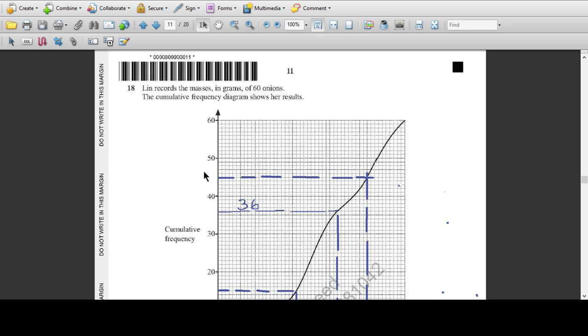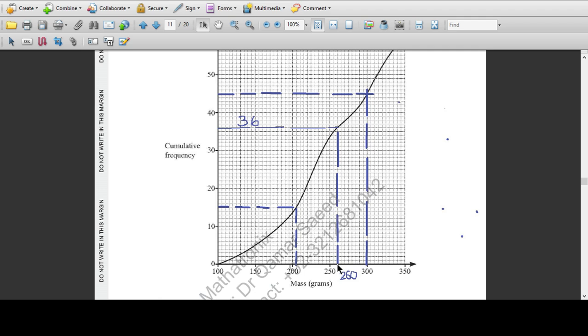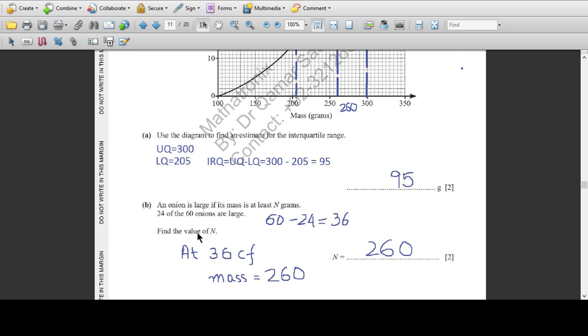In the above region, the size of the onion is large. So at 36 we will read the value, and it is 260 grams. So if the value is above 260 grams, it is considered a large onion. So at least the mass is greater than 260 grams, then the onion is considered as large.